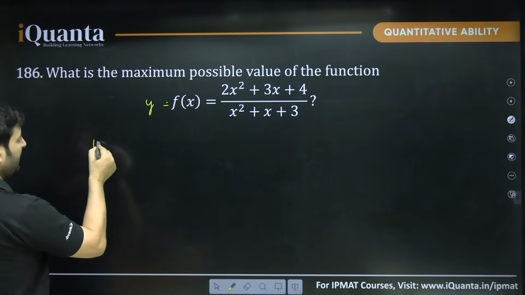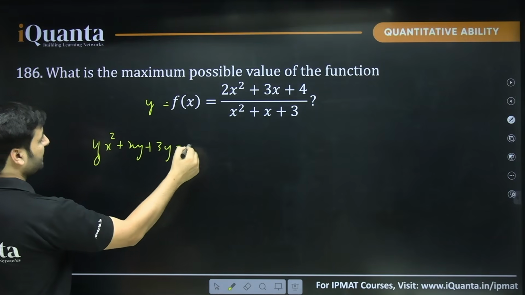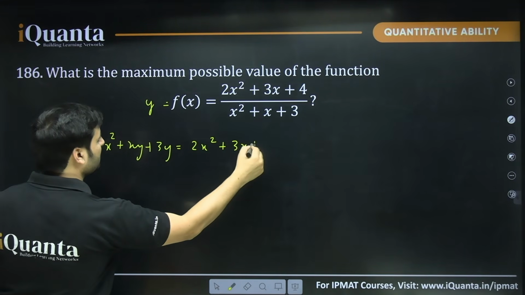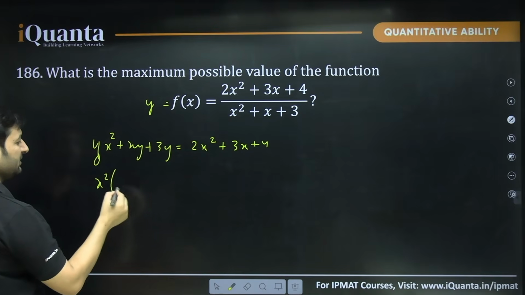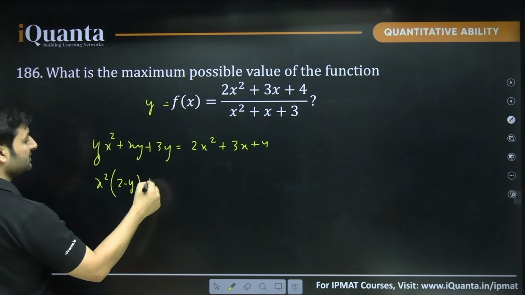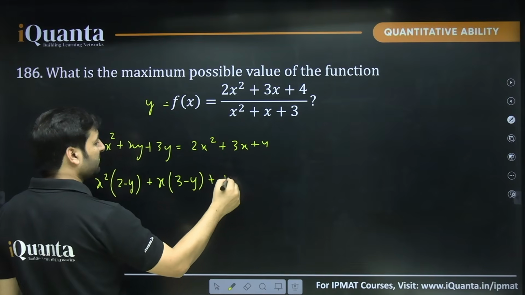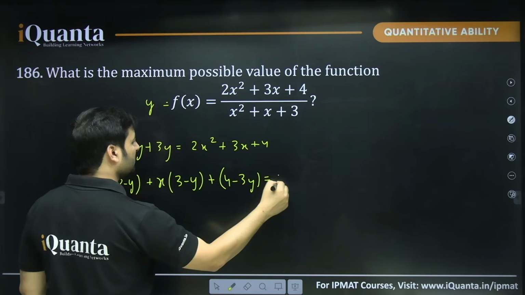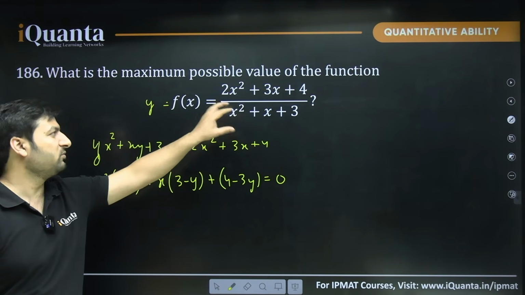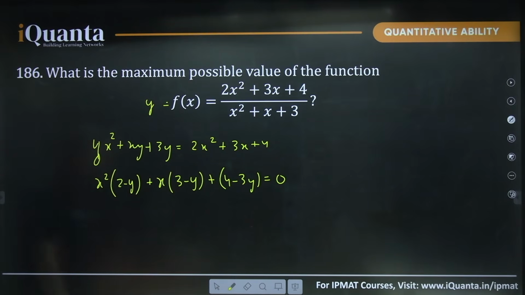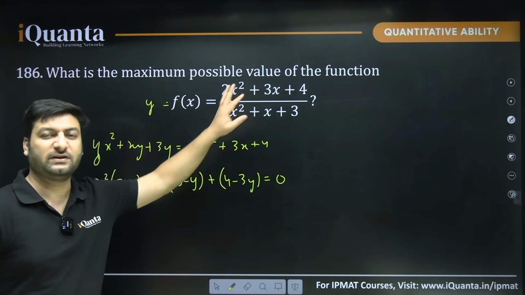So, if I cross multiply, I get y times (x square plus xy plus 3y), that is equal to 2x square plus 3x plus 4. Then take the x square terms one side. So, (2 minus y) x square plus x terms, that will be (3 minus y) x, plus the constant terms 4 minus 3y, that is equal to 0. What is the maximum possible value of this function? The maximum possible value of this function is going to occur when we have a real value solution, isn't it? So, this is a quadratic equation in x, so x should have a real value, only real values of x can be put over here.